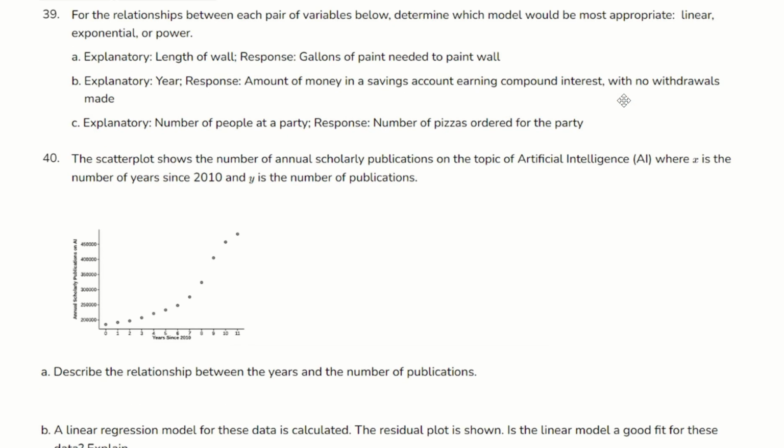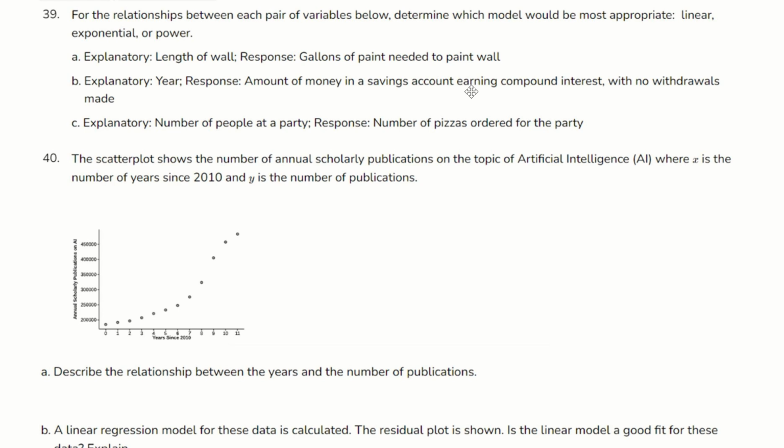Transformations here. So number 39: for the relationships between each pair of variables below, determine which model would be the most appropriate: linear, exponential, or power. Part A: the explanatory variable is the length of the wall, and the response variable is gallons of paint needed to paint the wall.